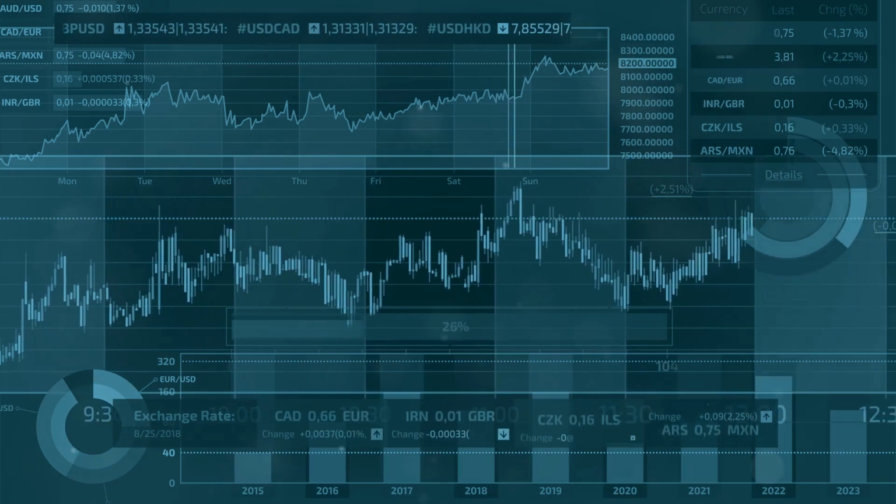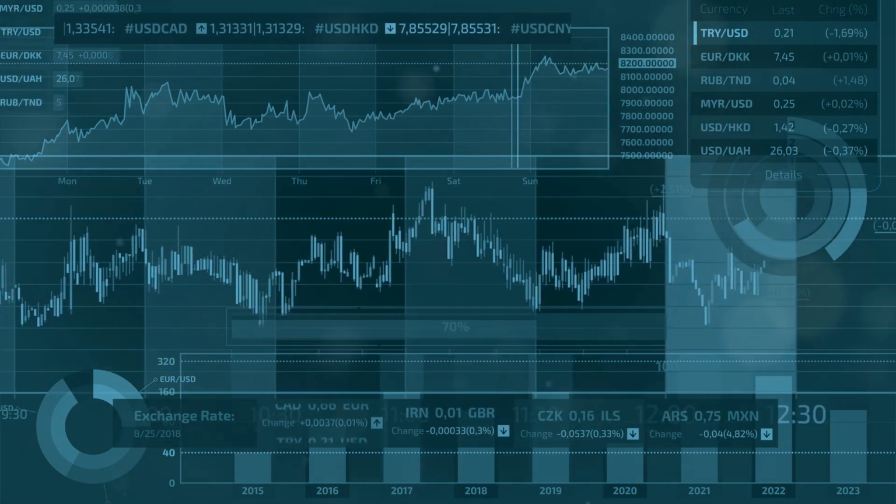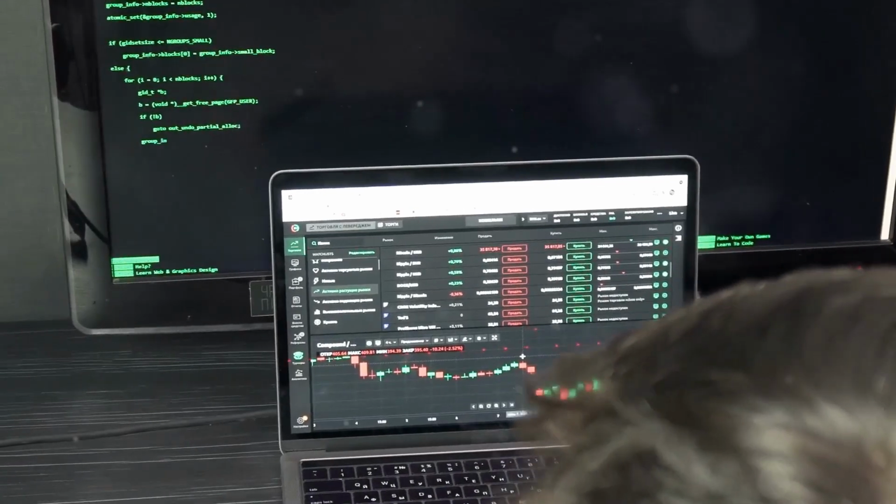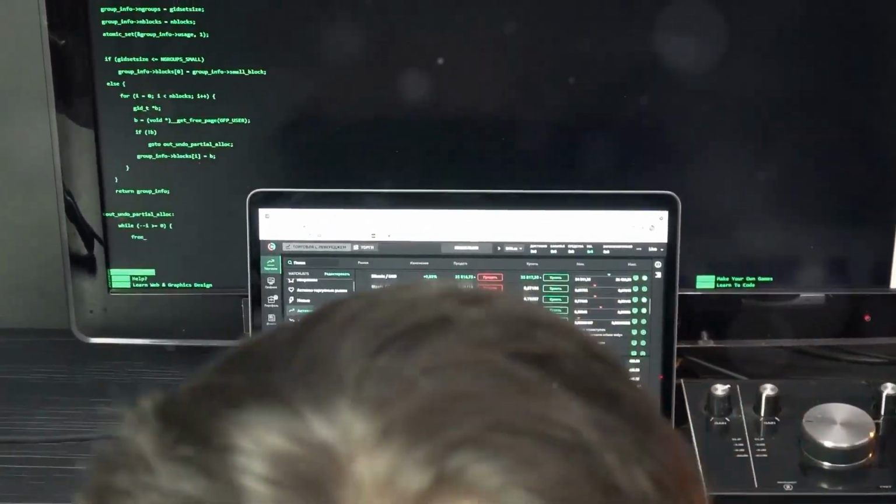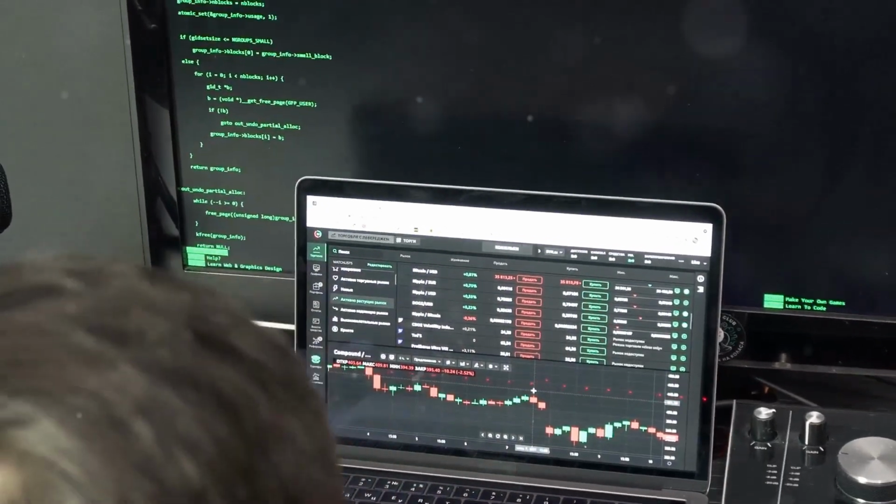You've done all the thinking before placing the trade. Your stop loss is in place to manage your risk. Now you sit back and relax, letting the trade unfold.